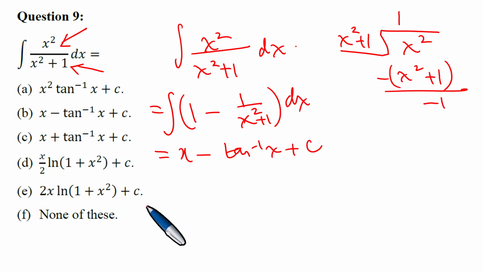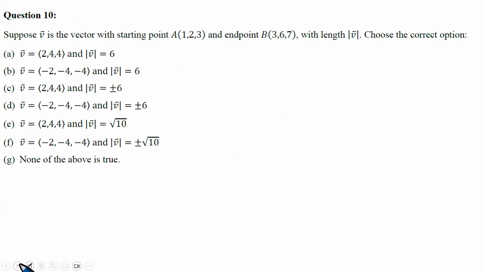Right, and therefore the question becomes, what exactly is the answer to this particular question? The answer is option B. So the answer x minus arctan x plus c is the correct integration, the required integral for this question. And we move on to the next one.